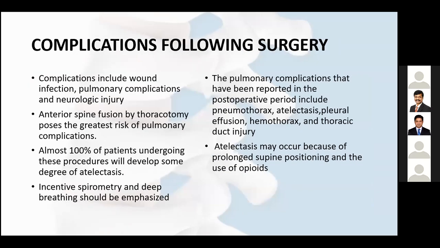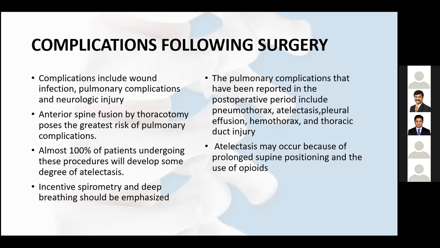The complications following the surgery include wound infection, pulmonary complications, and even neurological injury. When anterior spine fusion is done, there is an increased risk of pulmonary complications. Almost 100% of the patients undergoing these procedures will develop atelectasis, so incentive spirometry and deep breathing exercises should be emphasized. Pulmonary complications reported in the postoperative period include pneumothorax, atelectasis, pleural effusion, hemothorax, and thoracic duct injury. Atelectasis may occur because of prolonged supine positioning and even by the use of opioids.